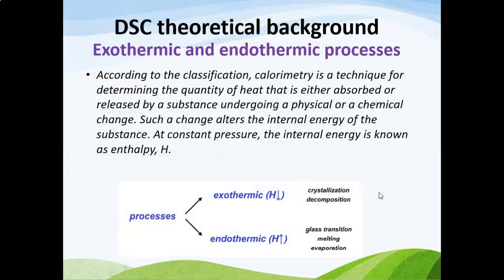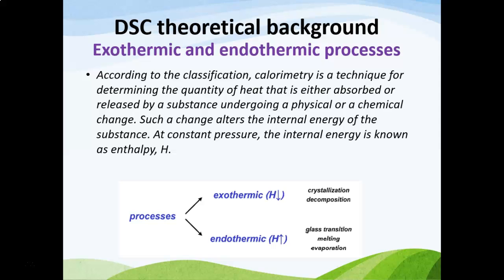Okay, now we look at the DSC theoretical background. For DSC, the most important thing is the exothermic and endothermic process. According to the classification, calorimetry is a technique for determining the quantity of heat that is either absorbed or released by a substance undergoing a physical or chemical change. Such a change alters the internal energy of the substance. At constant pressure, the internal energy is known as enthalpy, which is H.